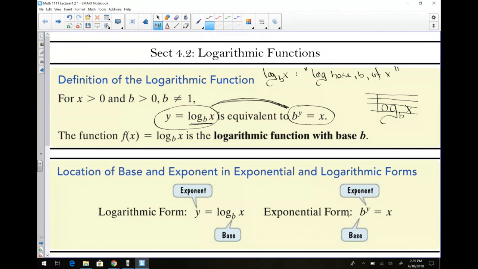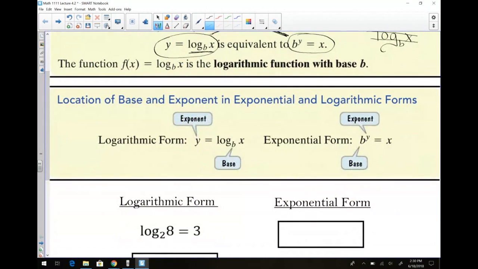So the exponent in the exponential form is obviously higher than that base, meaning you have a base raised to the y. Okay, so it's the exponent or power. Now over here in the logarithmic form, notice that the exponent is what that whole entire log is equal to. Okay, so you want to think about the x's and y's switching back and forth across the equal sign.